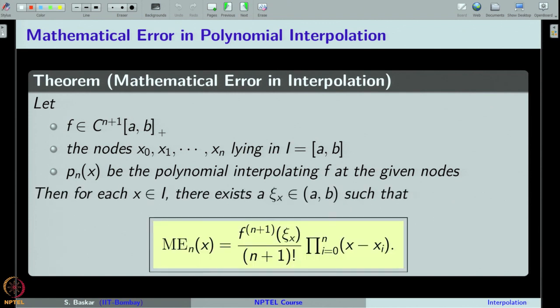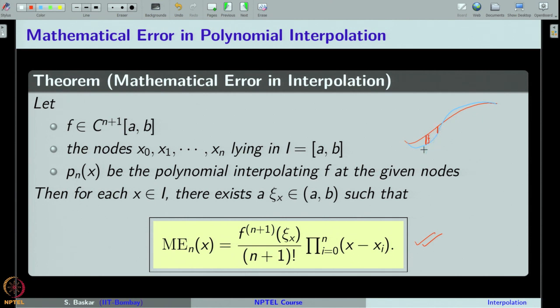Then the mathematical error involved in p_n(x) when compared to the exact value f(x) is given by this expression. You can see that the mathematical error will be a function of x, right? Because you have the function f, and suppose you are trying to get a polynomial like this, then at every point the mathematical error will be different. It depends on the point x.